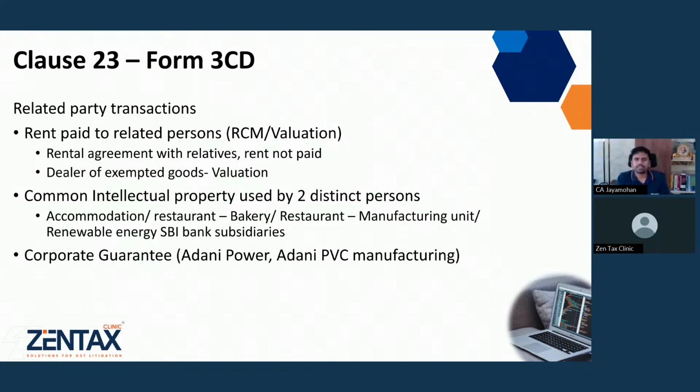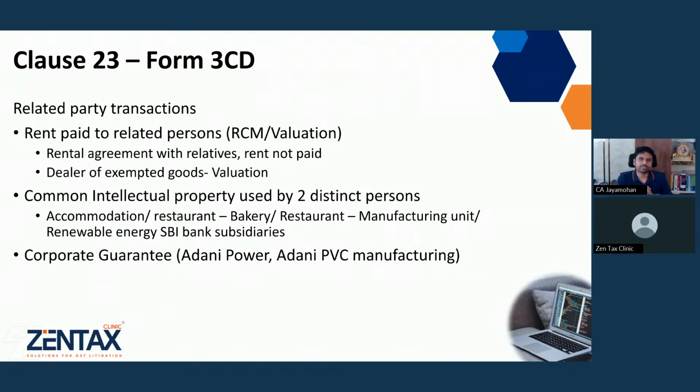In general, we can see that many proprietorship businesses lease premises from persons who are very much known to them. They might be their spouse, their father or mother. So for that reason, a rental agreement would be entered into at the time of obtaining GST registration. Without proof of place of business, GST registration could not be obtained.